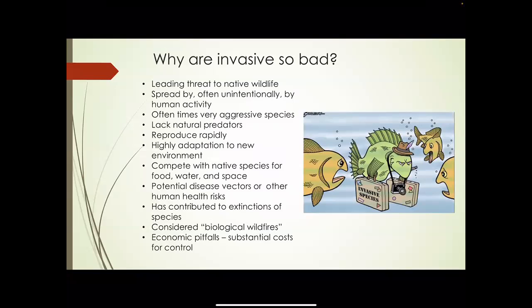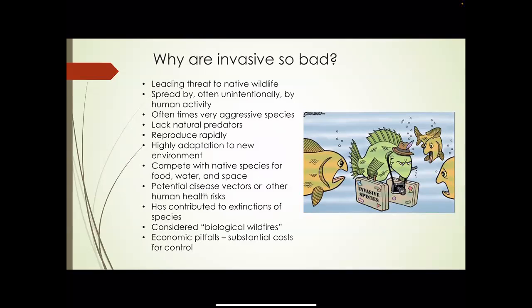They are the leading threat to native wildlife. They're spread oftentimes unintentionally, sometimes intentionally by human activity. I've got one example that I'll talk about a little bit more in detail when we get there, that was intentionally brought over for human activity, basically. Oftentimes they're very aggressive. They're a species that can just put their hooks into something and just take over.